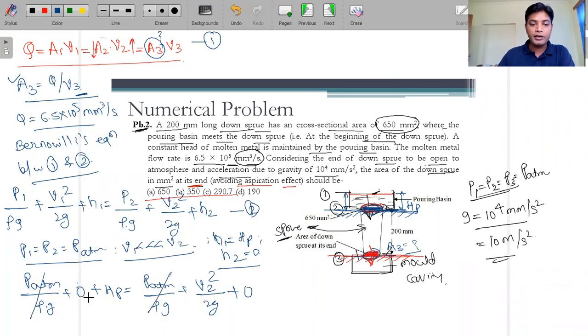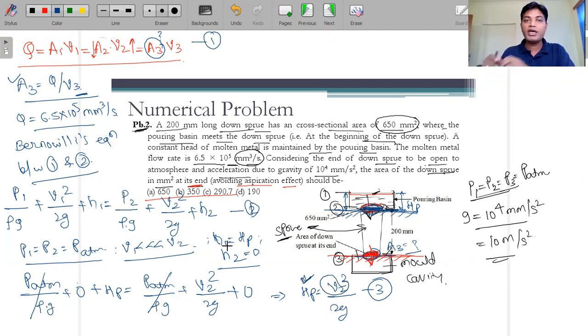So this is eliminated. Now from here, HP is equal to V2 square by 2g. So this is equation number 3. But again, to calculate the value of HP, we need the value of V2. How can we calculate the value of V2? From equation number 1, Q equals A2 into V2. So here we need the value of V2.